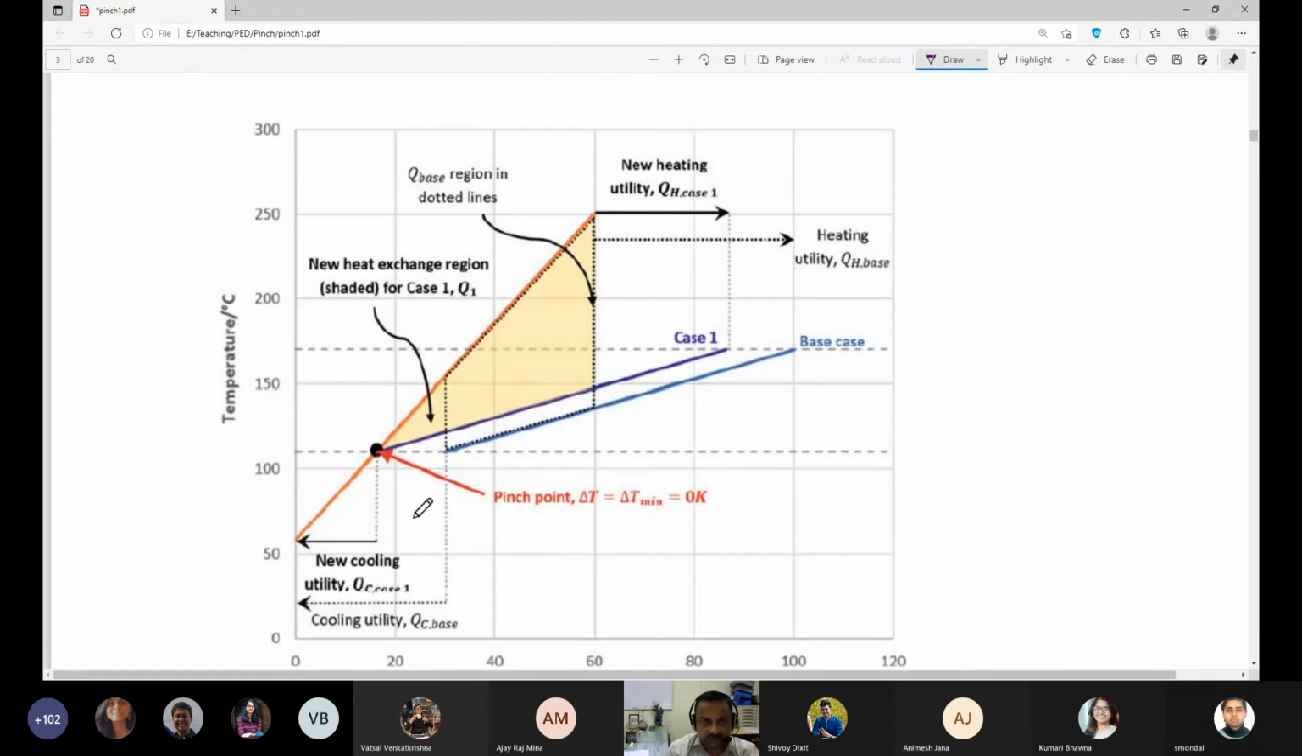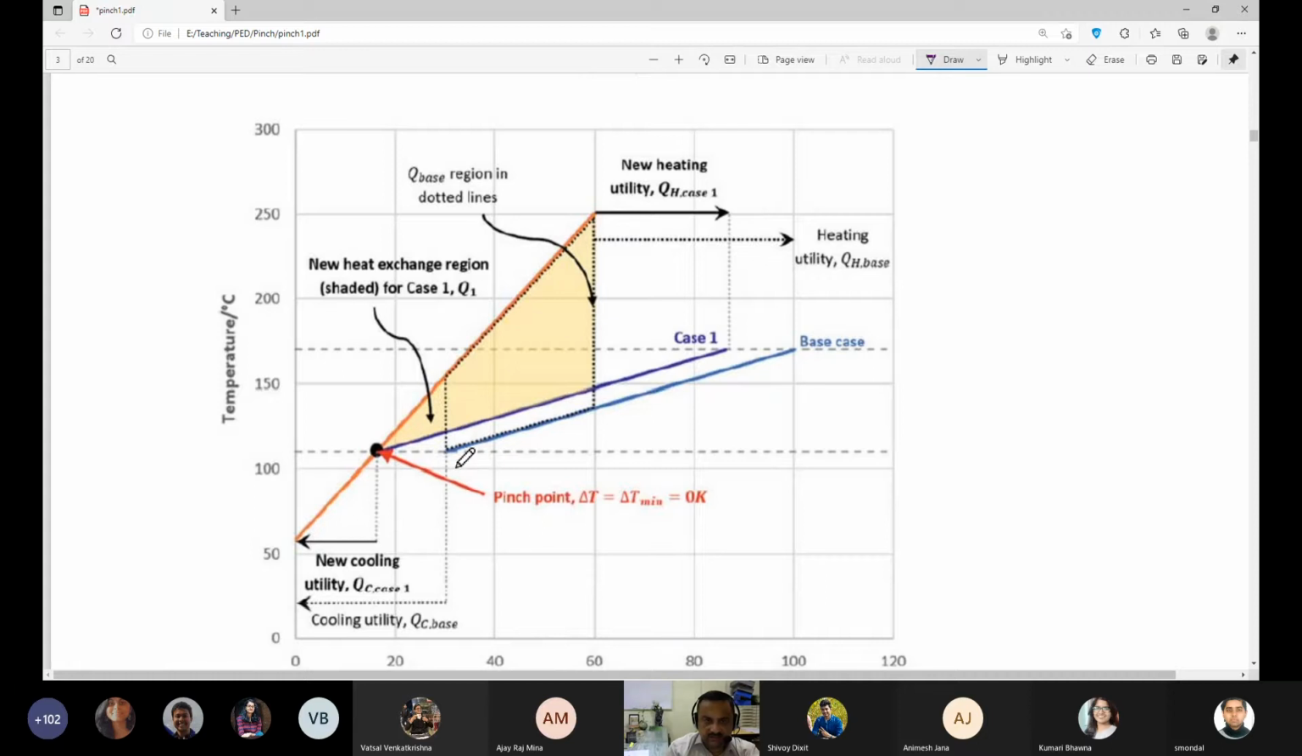It is a hot utility, and this part is the cold utility. Now suppose I shift this line all the way there. I can theoretically move this line all the way here so that the delta T becomes zero at this point. Of course, if delta T becomes zero, the area required would be infinite, but that is the theoretical limit, right? So if I shift it there, what happens now?